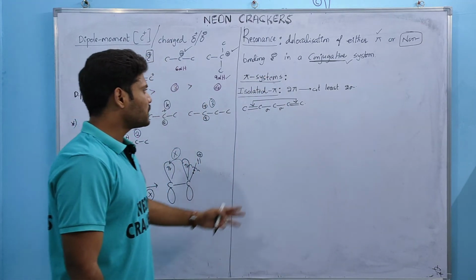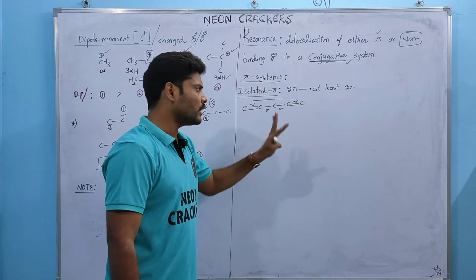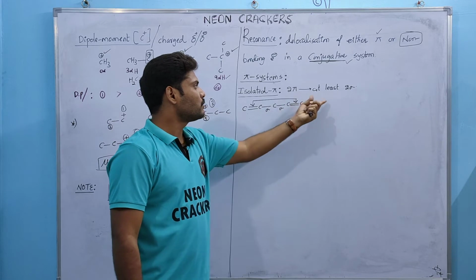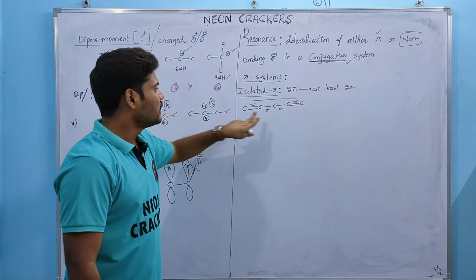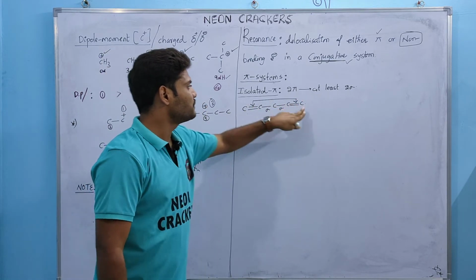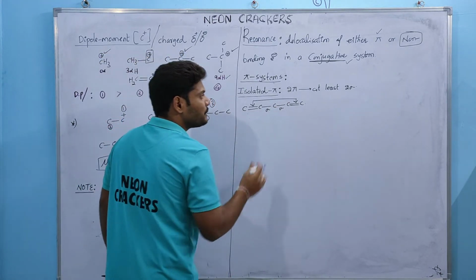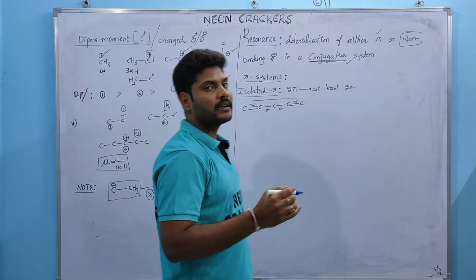At least two are required; more than two is okay, no problem. At least two sigma bonds are present. That's why this pi bonded system is called an isolated pi bonded system.